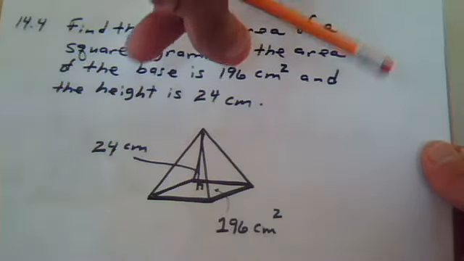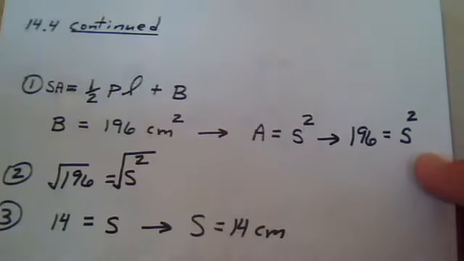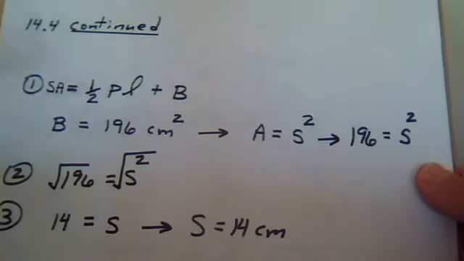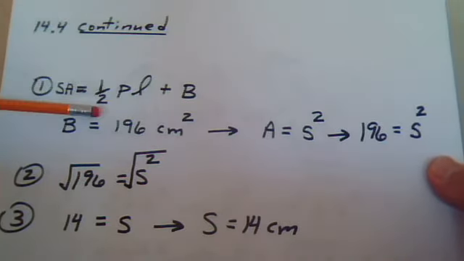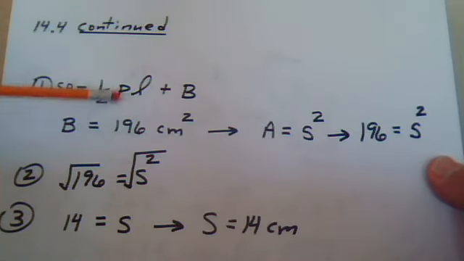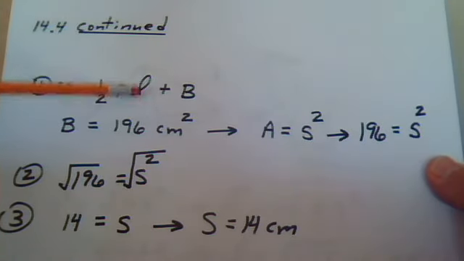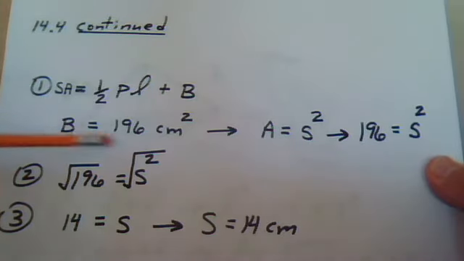Since you want the surface area, you write the surface area formula for a pyramid. So it's 1/2 the perimeter of the base times the slant height, we'll see what that is, plus the area of the base. So at this point, we know the area of the base.